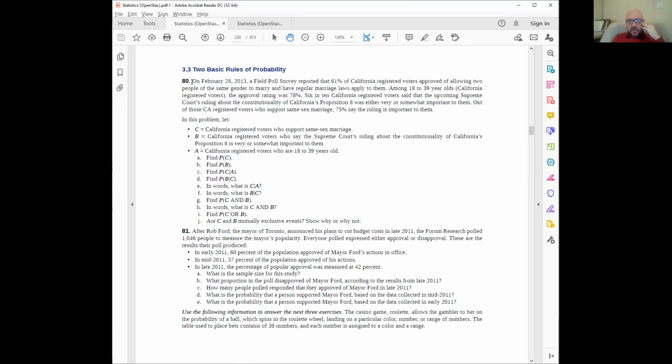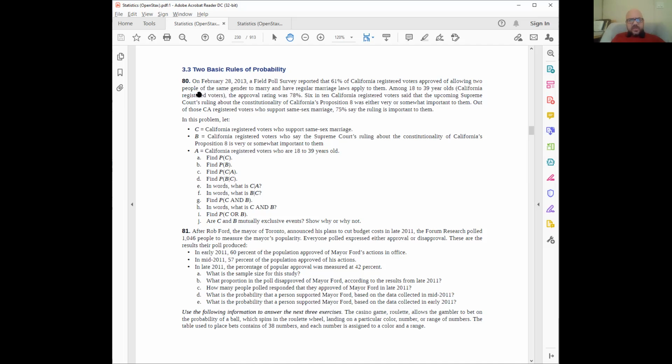So when we go back and look at this, 61% of California registered voters support same-sex marriage, right? So probability of C is 61%. Okay, that's out of all registered voters. B is California voters who say the Supreme Court's ruling about the constitutionality of Prop 8 is very or somewhat important to them. I'm gonna shorten that to just say, registered voters who say that the ruling is important. So that's the way I'm gonna read that.